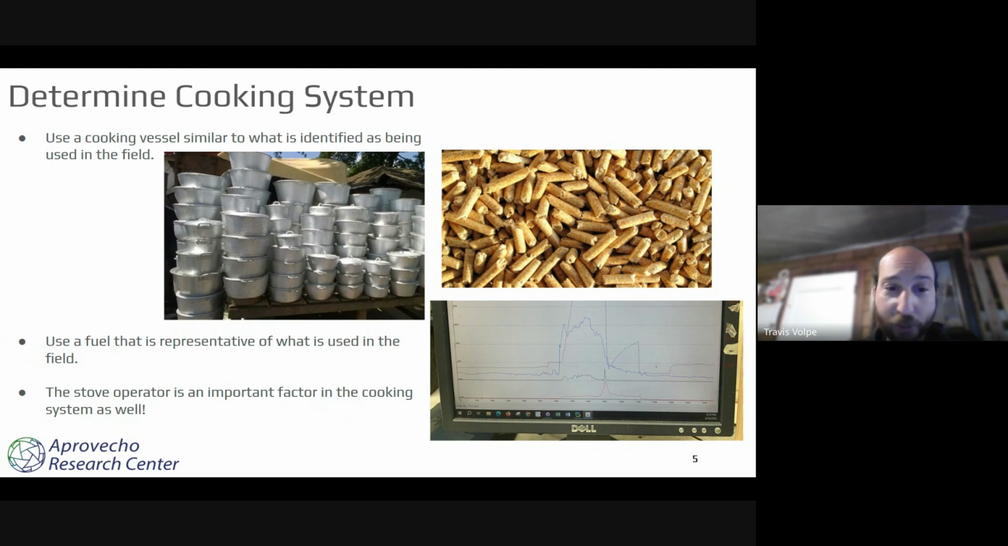The stove operator is also a very large factor in the whole cooking system as well. You can see on the bottom right an image of one of the live outputs of one of our tests here in the lab, and some of the little bits of tape on the right side of the computer monitor are in place so that when we are operating the rocket stove, we're aiming for a certain power level, and we're trying to maintain that throughout the phase. So, again, being able to simulate what the user would be doing, say, if they were trying to boil water at home.